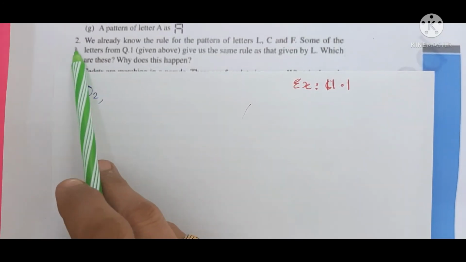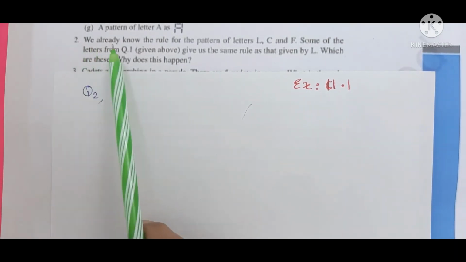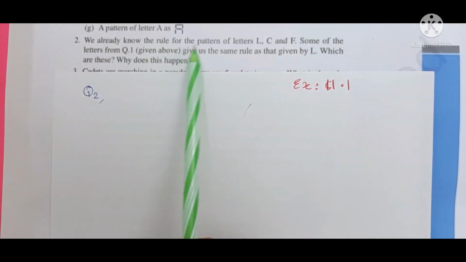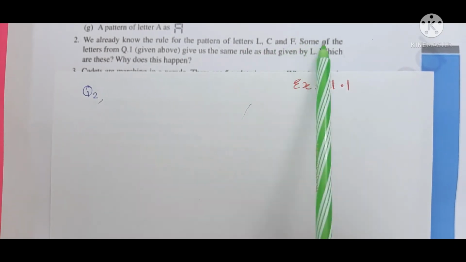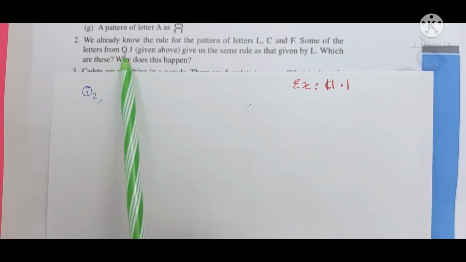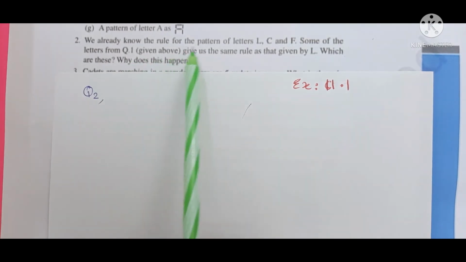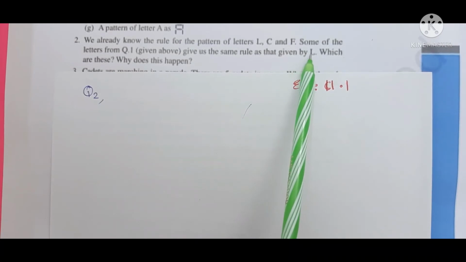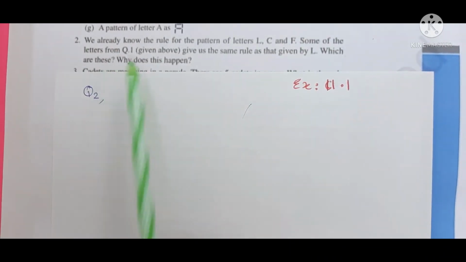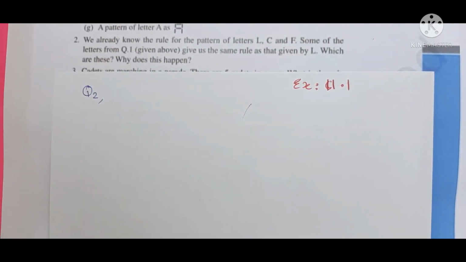Question number 2. We already know the rule for the pattern of letters L, C and F. Some of the letters from question number 1 given above give us the same rule as that given by L. Which are these? Why does this happen?